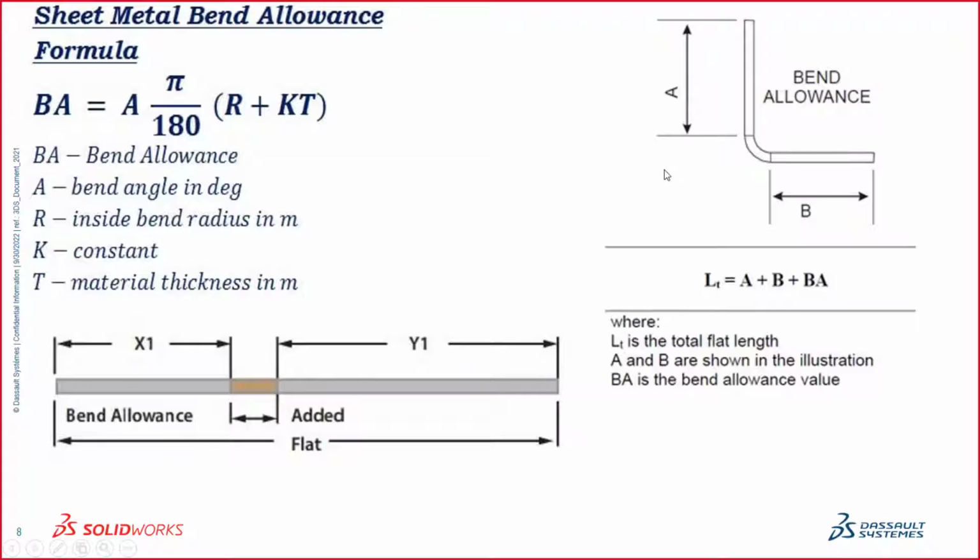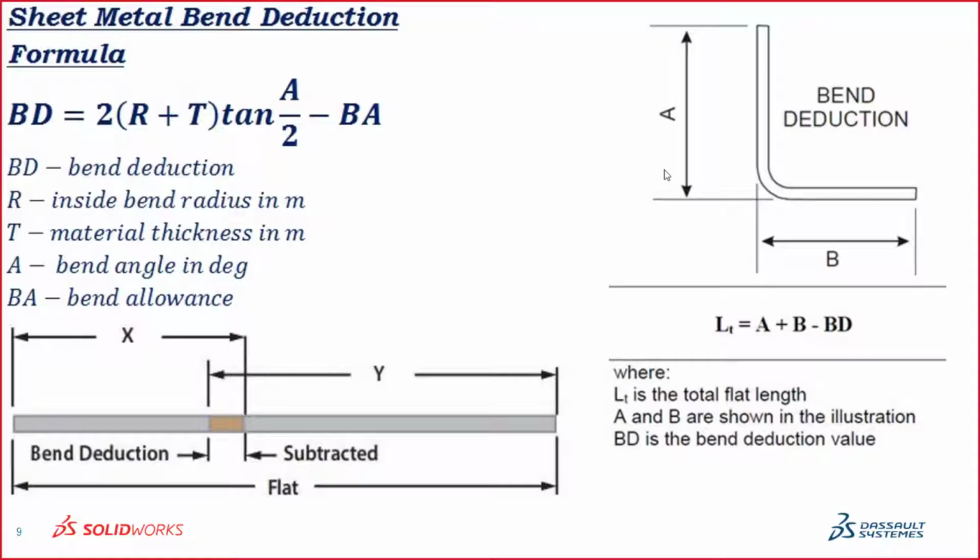Sometimes we need to consider the bend reduction. Why is this the case? Because if you consider steel and aluminum and different other materials, due to the material properties, sometimes the flattened length might increase as well as decrease. If it is increasing, you can add the bend allowance. If it is decreasing, we need to consider the bend reduction. The formula is bend reduction equals 2 times of R plus T, tan of A by 2, minus BA, that is bend allowance. You're going to get it from the previous formulas.